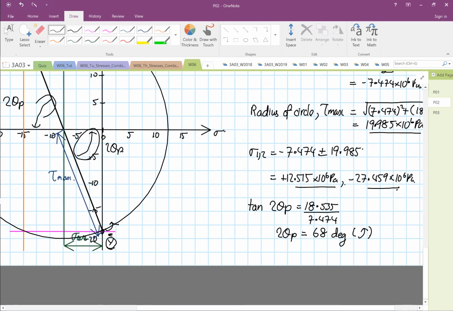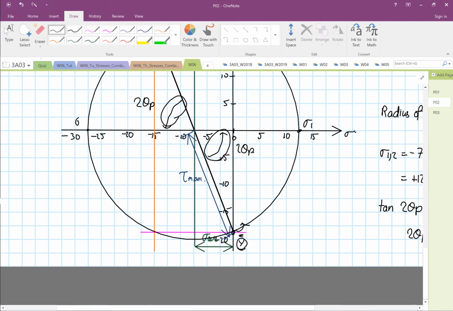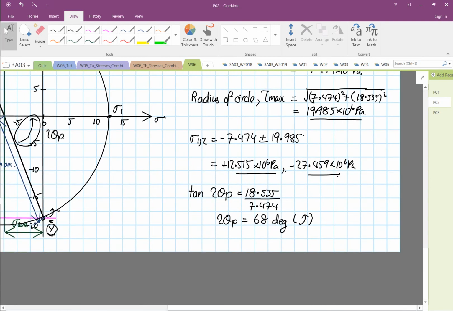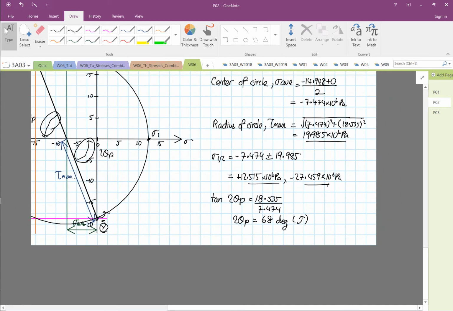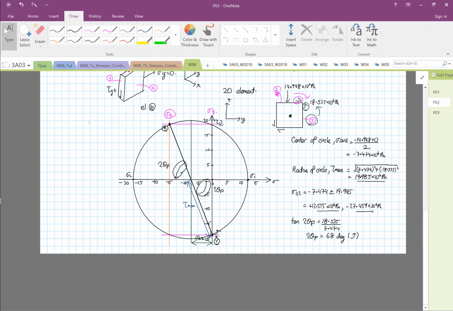Okay, both are anti-clockwise. Towards over here is your stress 1, and over here is your stress 2. Okay, there's the location of your principal plane. So let me do it again. 18.535 divided by 7, inverse tangent, 68 degrees. Okay, and from here we can also draw.